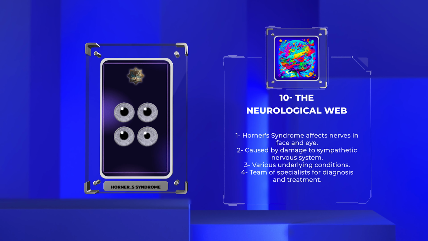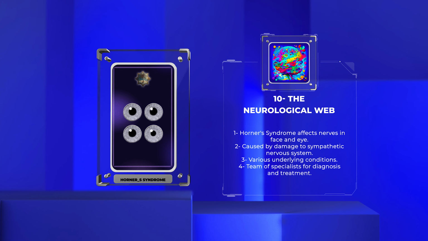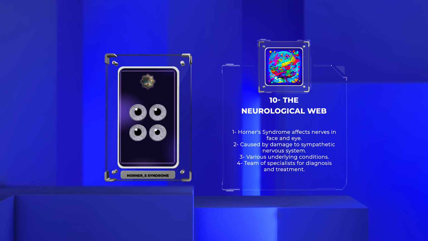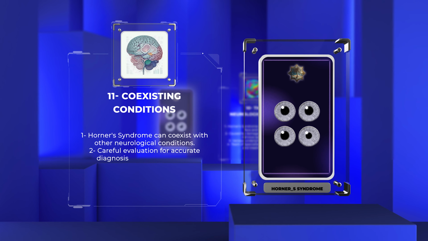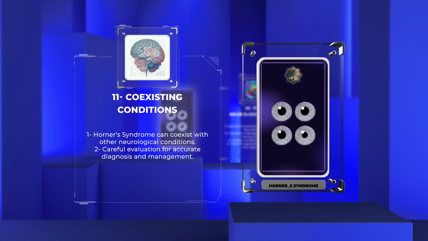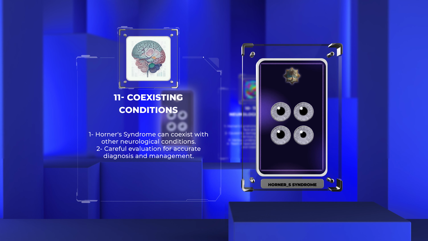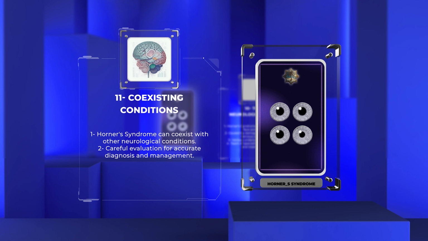A team of specialists, including neurologists, ophthalmologists, otolaryngologists, radiologists, and oncologists work together to diagnose and treat patients with Horner syndrome, ensuring a comprehensive and individualized management plan for the best possible outcomes. It is essential to recognize that Horner syndrome can coexist with other neurological conditions, adding further complexity to the diagnostic process. Conditions such as cluster headache, cervical spinal cord lesions, or carotid artery dissections may present simultaneously with Horner syndrome, necessitating a careful evaluation for accurate diagnosis and appropriate management.